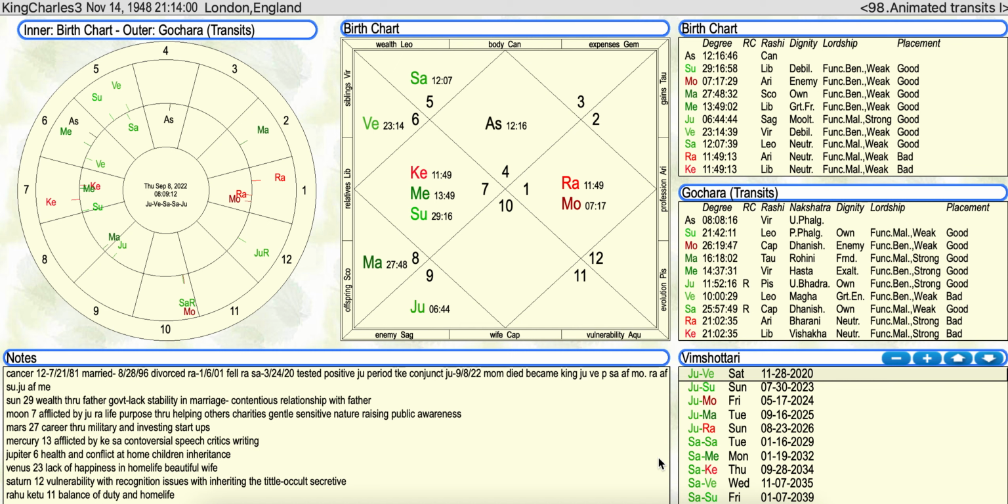And then, let's see, what could we do to strengthen the chart? He's already doing the remedies for his functional malefic planets. We don't want to strengthen them. We want to transform them through charities, which he's already involved in, that will be transforming the malefics, which are Ketu, Rahu, Jupiter, and Saturn.